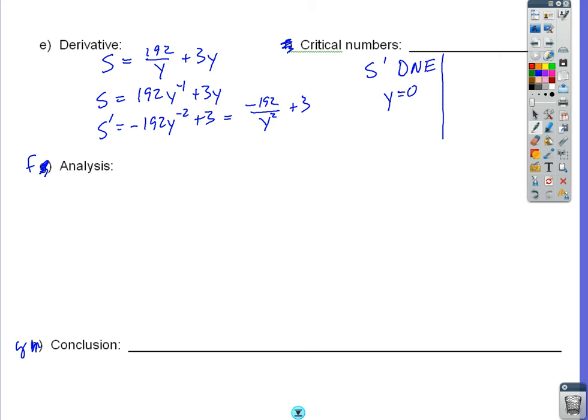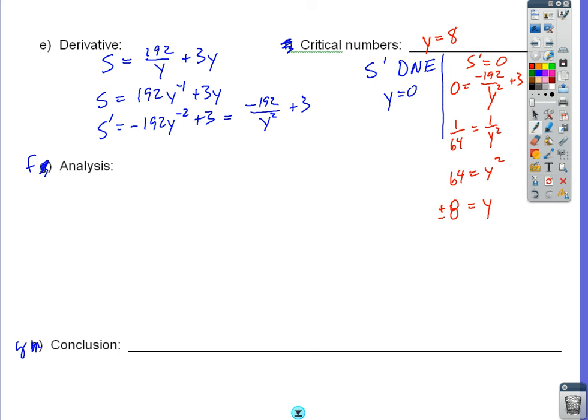Next is when S prime is equal to 0. Well, that happens when negative 192 over y squared plus 3 is equal to 0. I subtract 3, divide by negative 192, and I get 1 over 64 is equal to 1 over y squared. Flip both of them. I get 64 is equal to y squared, and I get that plus or minus 8 is equal to y. Again, which one do I care about? I care about the positive 8. So my critical number is only going to be positive 8.